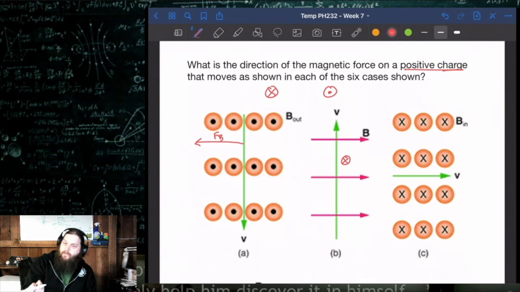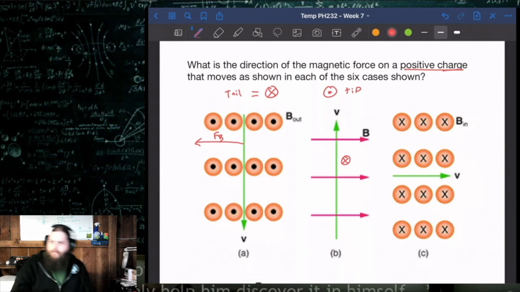If you're looking at the tip of it, you see this point. So this is the tip coming at you, so it's coming out of the screen. And this is equal to the tail, so it's going down into the paper. That's one way I remember the difference between them.